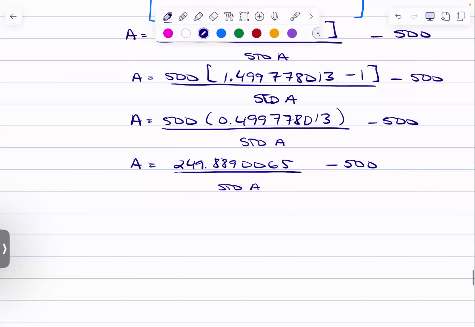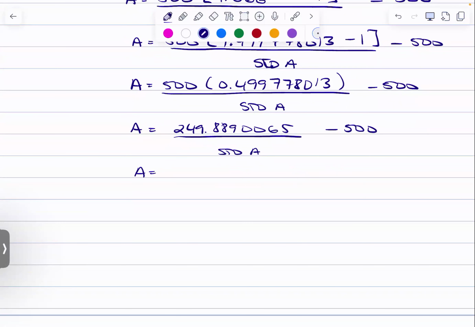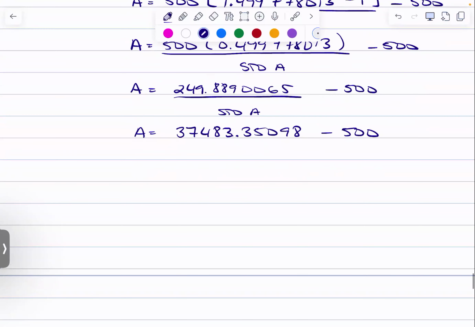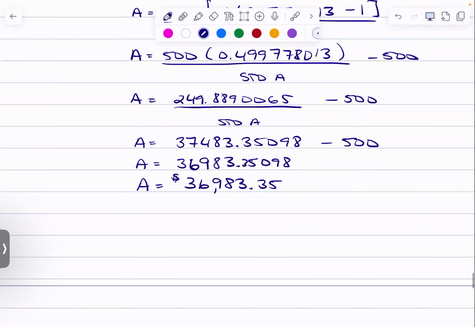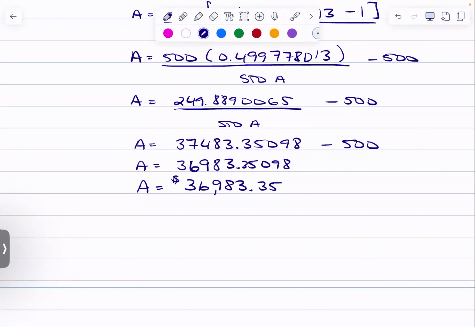Recall A. A is 37483.35098 minus 500. Since we bumped that last payment to the previous month, 35098. Finally, 36983.35. $36,983.35.